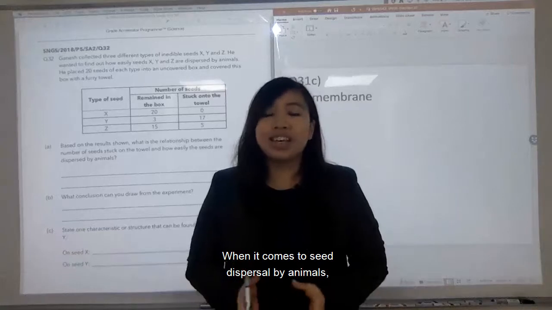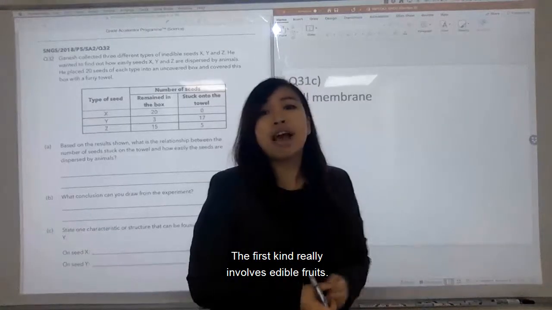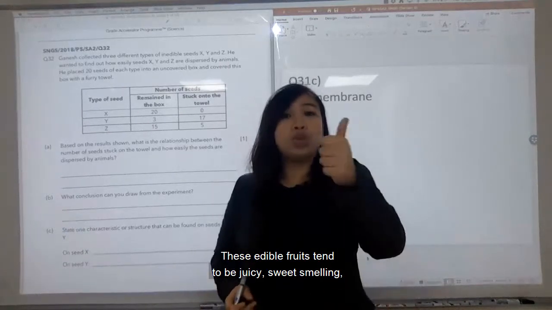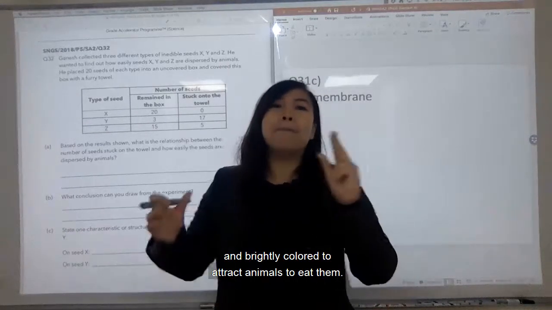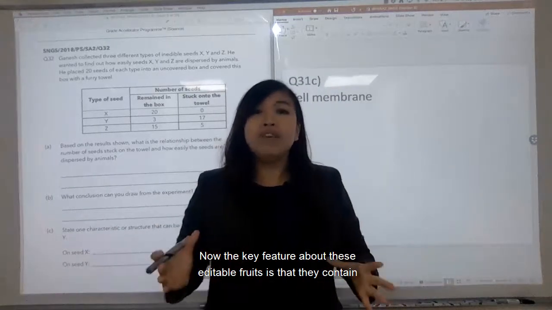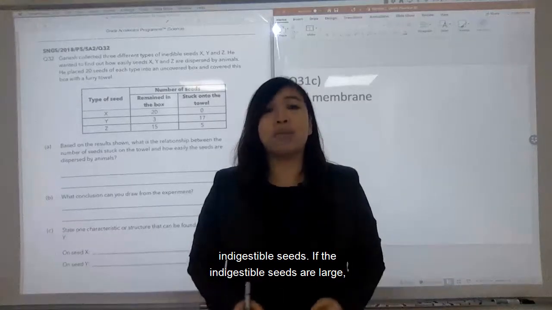When it comes to seed dispersal by animals, there are usually 2 different kinds. The first kind usually involves edible fruits. These edible fruits tend to be juicy, sweet smelling, and brightly colored to attract animals to eat them. Now, the key feature about these edible fruits is that they contain indigestible seeds.